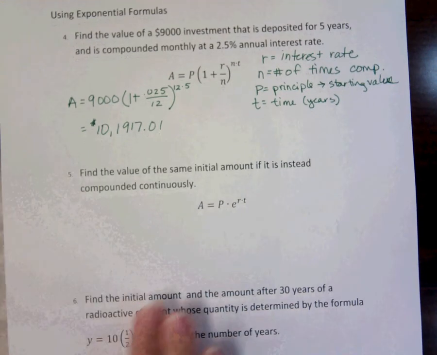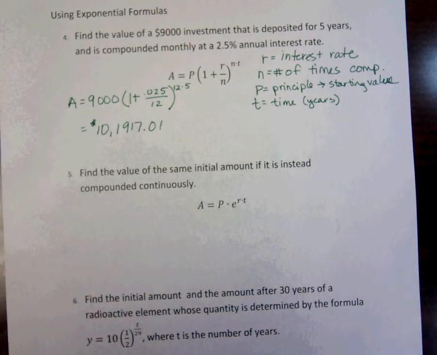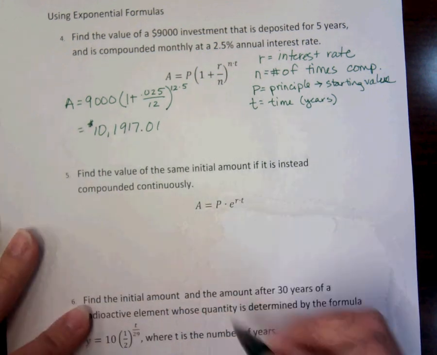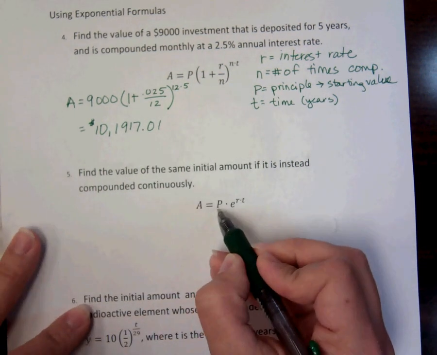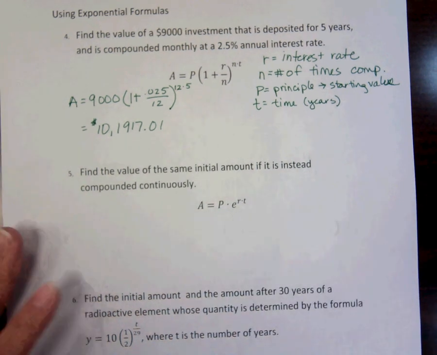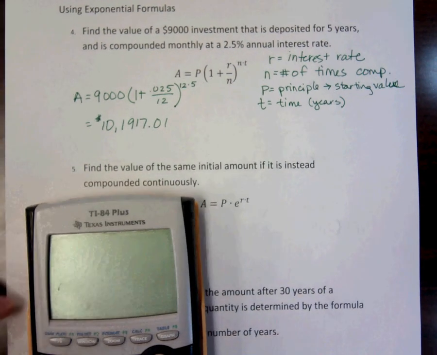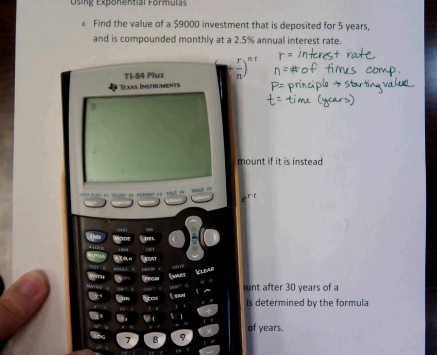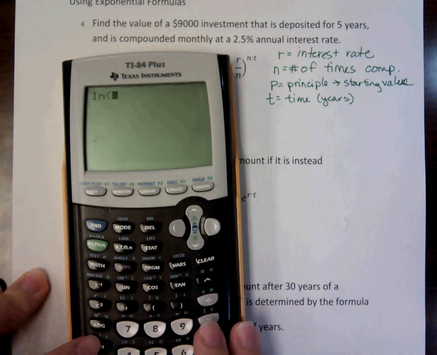When you compound continuously, that means it's compounding faster than every second. It's always compounding. So then it uses the PERT formula. P is still your principal, like up above. R is still your rate. E is a number. It's kind of like pi. If you look in your calculator, it's above the natural log button. So you can see it here, second ln.